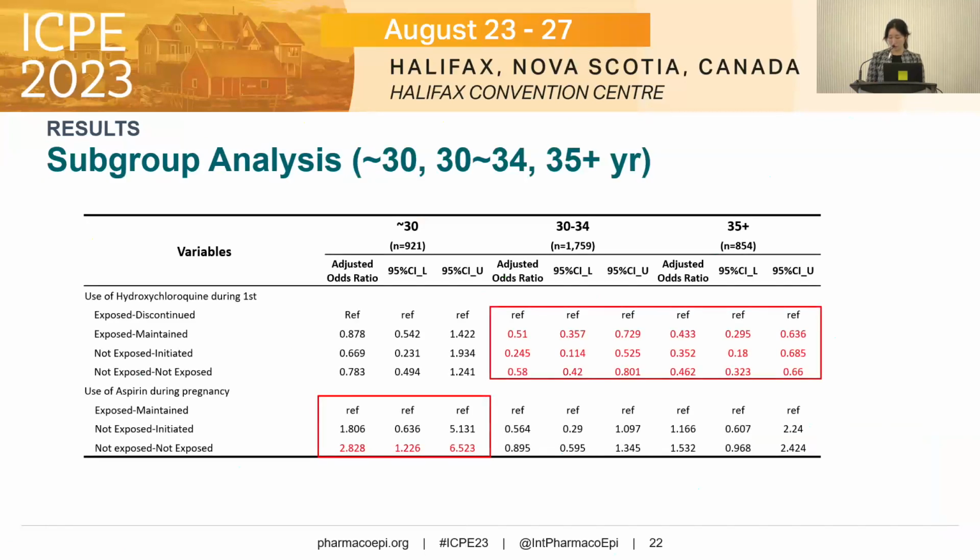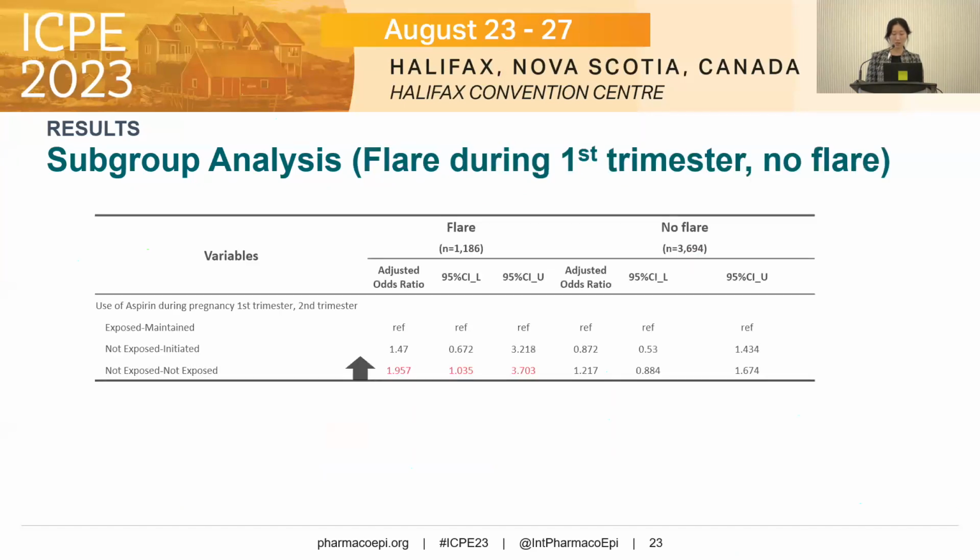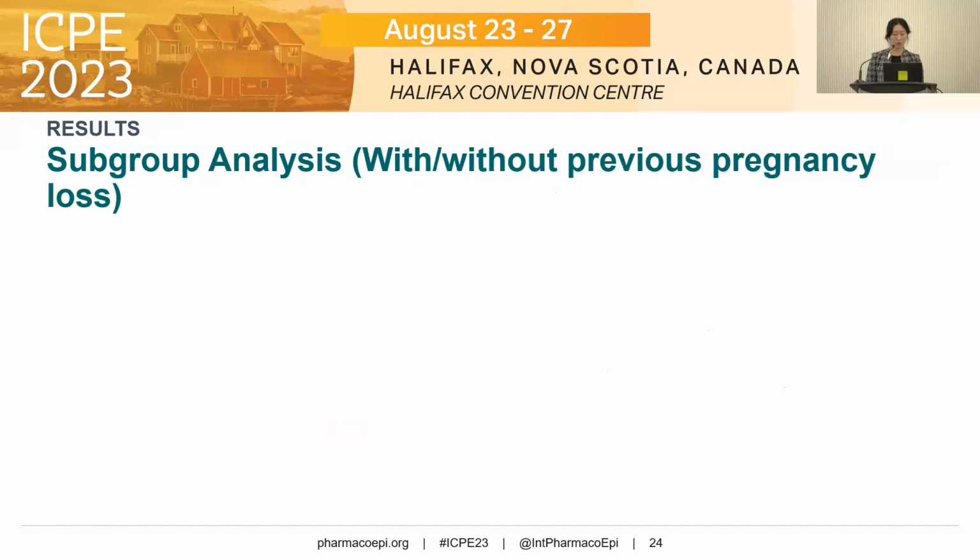For the subgroup analysis by age group, use of hydroxychloroquine was more important for patients 30 years or older, and no use of aspirin was associated with an increase in patients younger than 30 years old. When stratified by the presence of flare during the first trimester, the group with flare showed increased risk of abortion when aspirin was not in use.